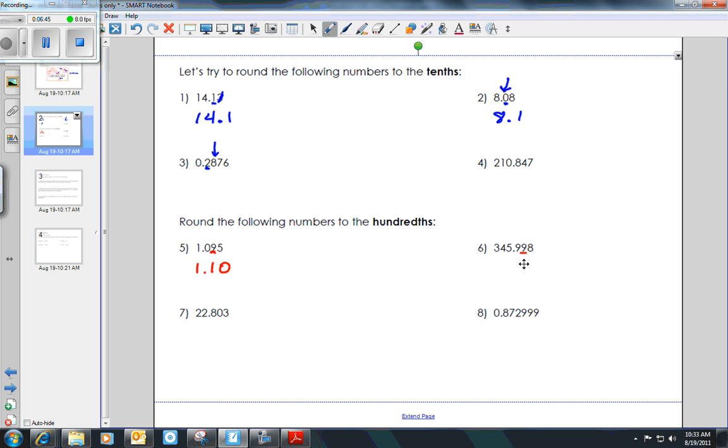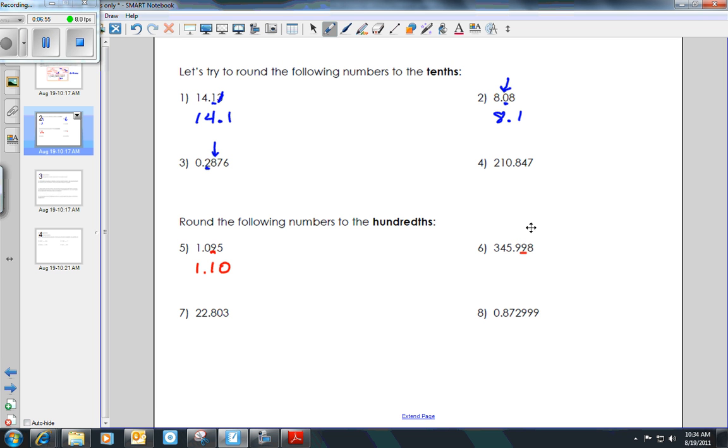For number 6, I look at my hundredths spot, and now I am rounding with the 8. So I want to round to the hundredths spot. So I'm going to look at the 8 and see whether that hundredths spot needs to stay the same or go up. My 8 tells me it has to go up. So I'm going to add 1 to the 9. That becomes 10.